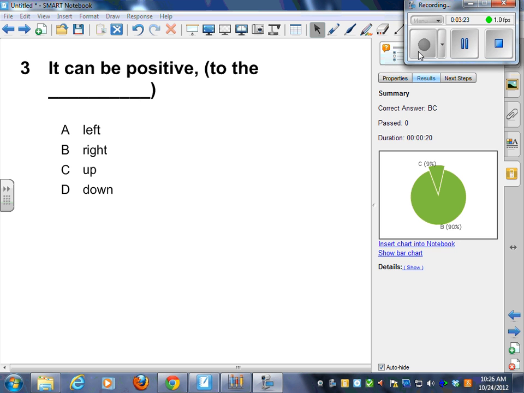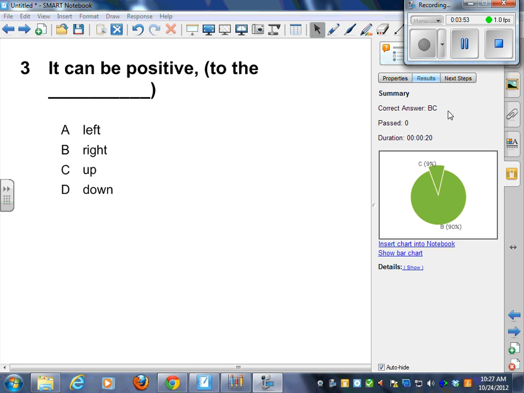Oh, the correct answer is... I was wrong. I led you astray. Sonya's really mad at me. Look at the look on her face. She's shocked. The correct answer is B and C, right and up. How come it says 0%? Because nobody put B and C. 9% of you said C and 9% of you said B, but nobody said B and C.